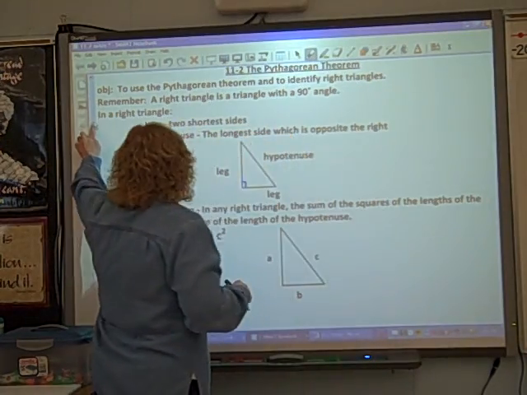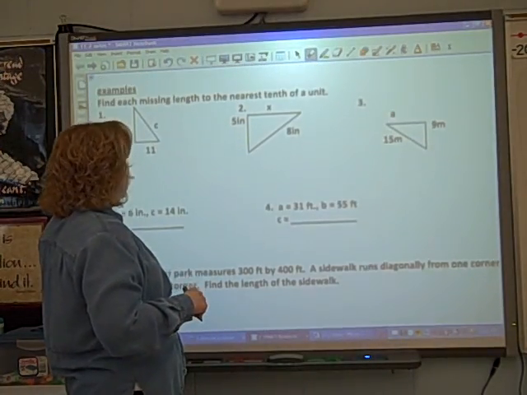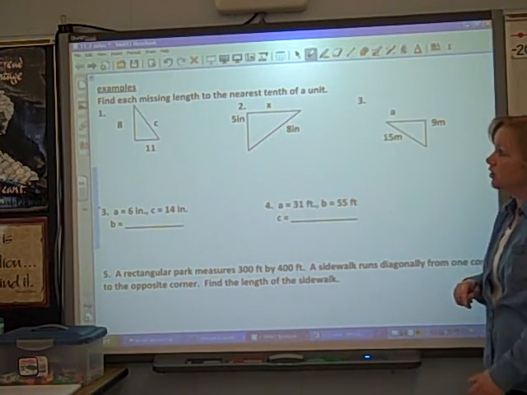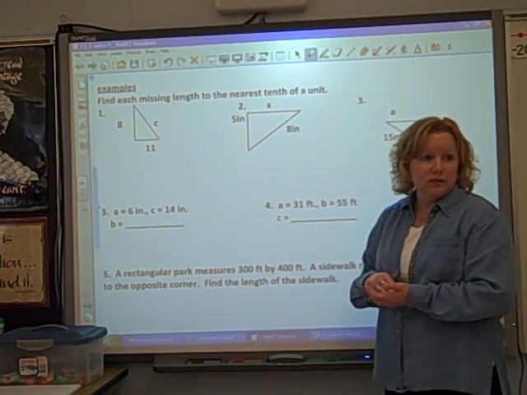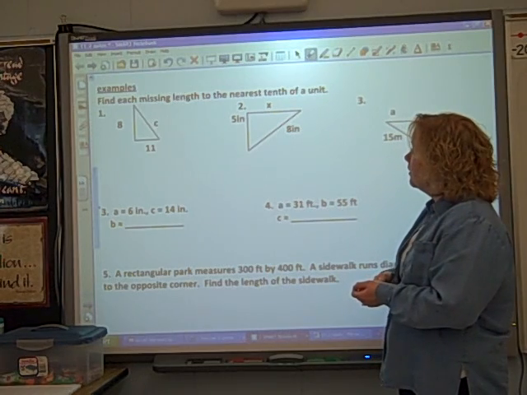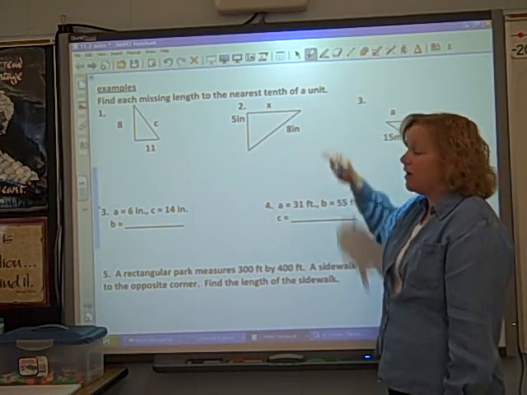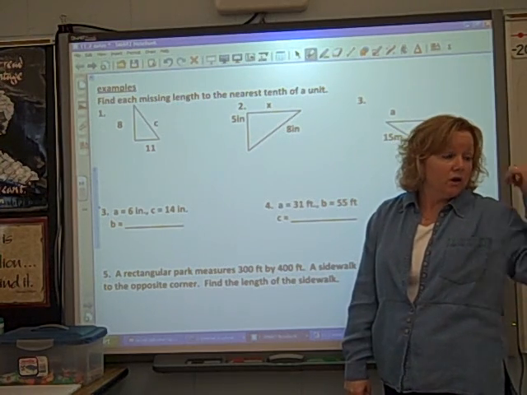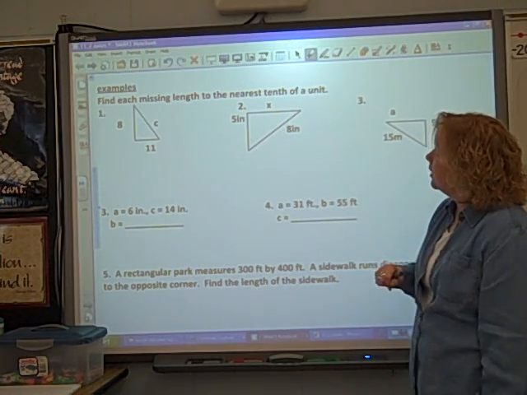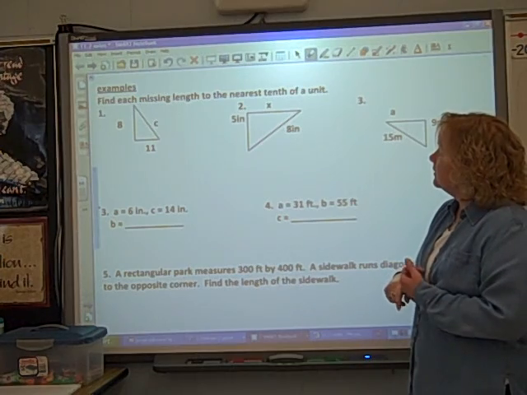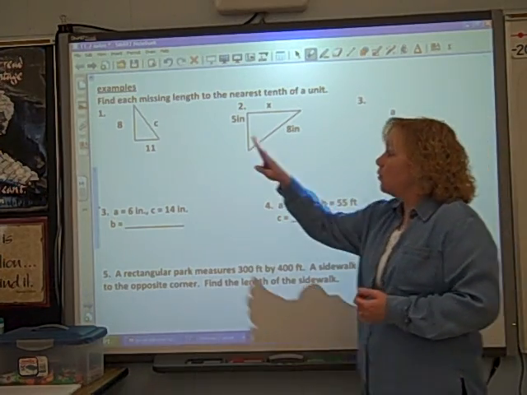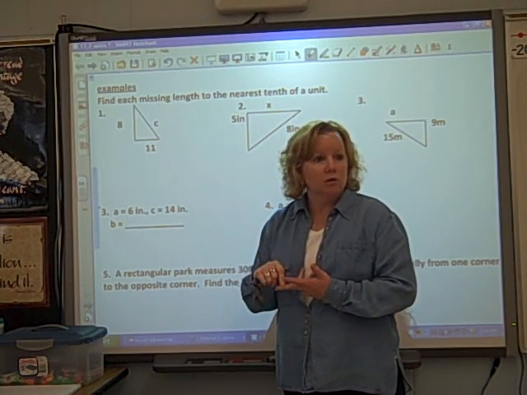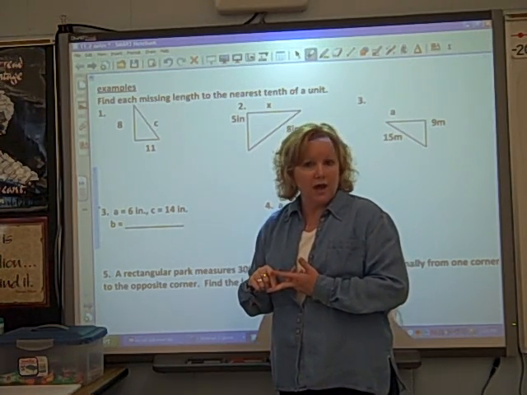So tomorrow this is what your homework's going to look like. You've got some problems where we're going to find the missing side using the Pythagorean theorem. First of all, notice we're going to be rounding our answers to the nearest tenths. Go get them. So we're going to find the missing length to the nearest tenth of a unit. Whenever I have a right triangle and I'm trying to find a missing side, I'm going to use the Pythagorean theorem to make that happen.